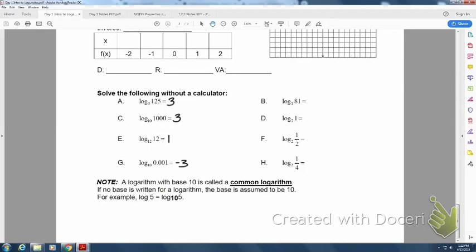On B, 3 to the power of what is 81? 4. On D, and we talked about this property, log base, it doesn't matter, of 1 is always what? 0. Two to the power of what is 1/2? -1. And 2 to the power of what is 1/4? -2.